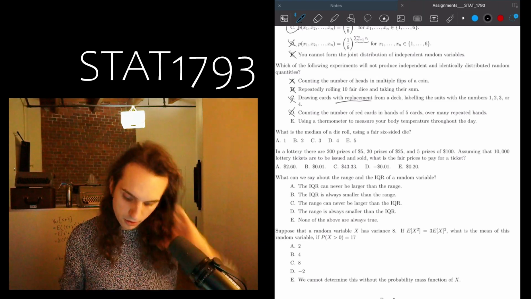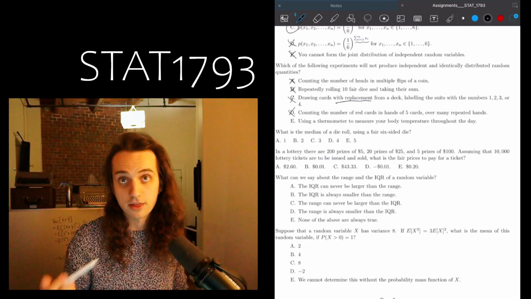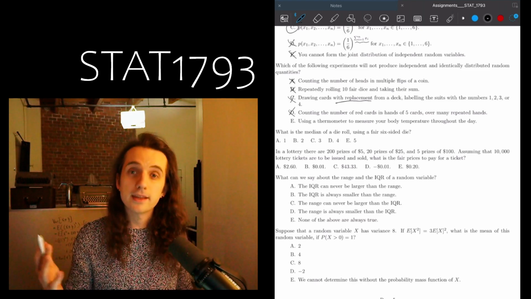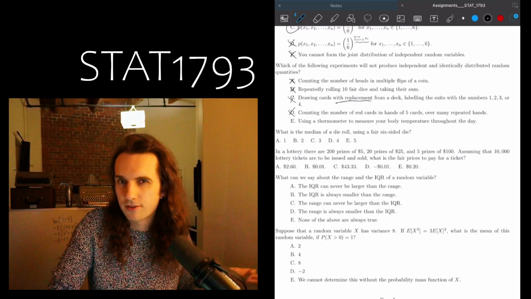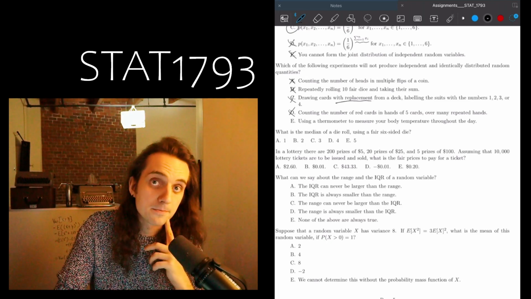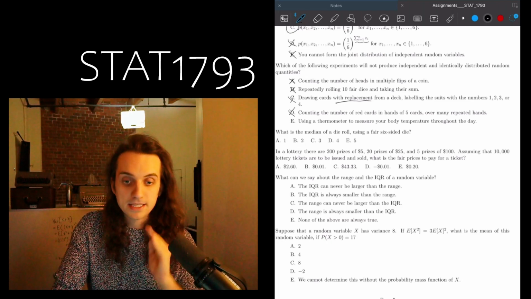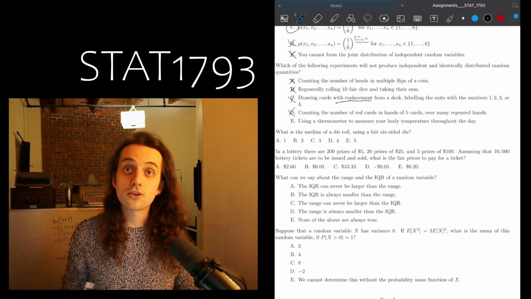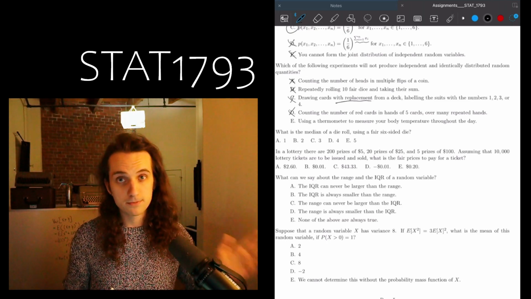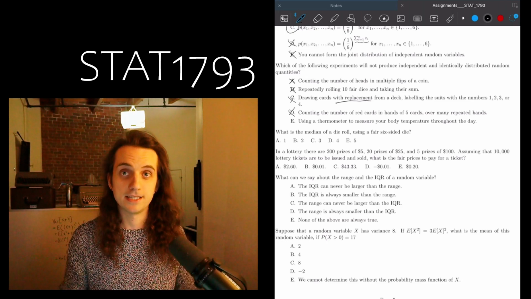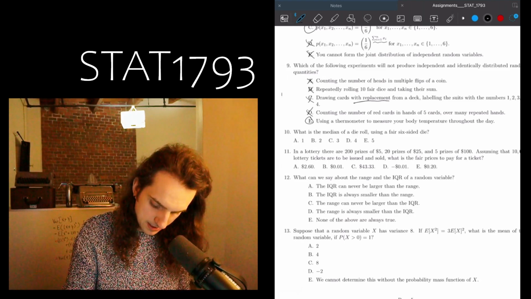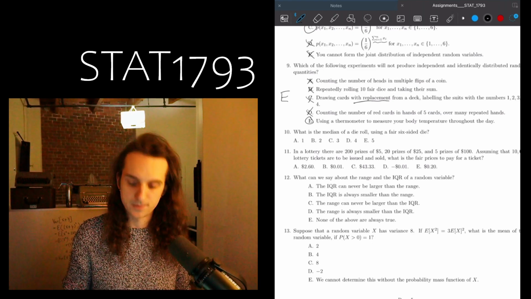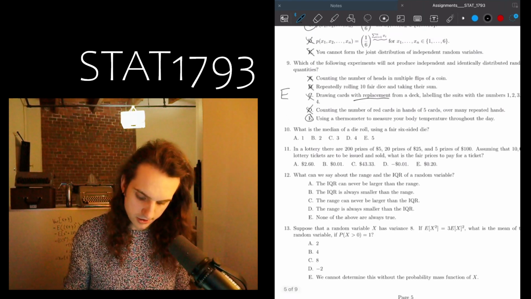And let's think about it. Using a thermometer to measure your body temperature throughout the day, right? You might think this is going to be identically distributed, right? Whether you have a fever or not is going to depend on the same probability distribution. But the key piece here is that these are not going to be independent. Your body temperature in the morning is going to influence your body temperature in the evening and vice versa. And so E is going to be the problem based on dependence. All right. So that's question 9 out of the way.